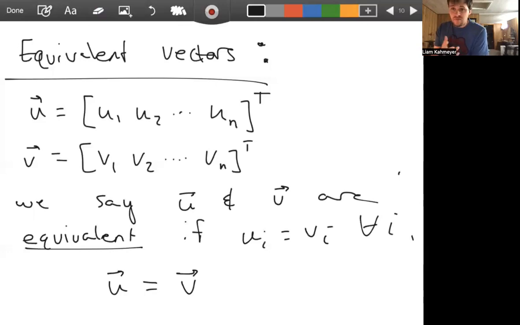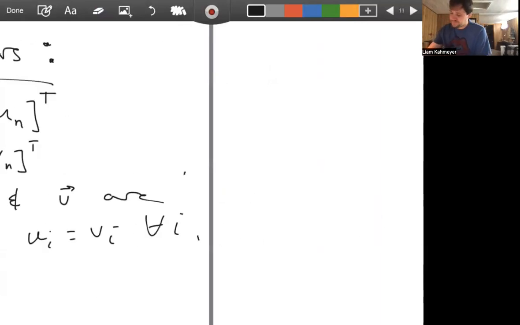So we have this notion of equivalent vectors. If 2 vectors have different direction, they are not the same. If they have different magnitude, they're not the same, right? So they have to be identical in every component, which corresponds to them having exactly the same magnitude and direction.